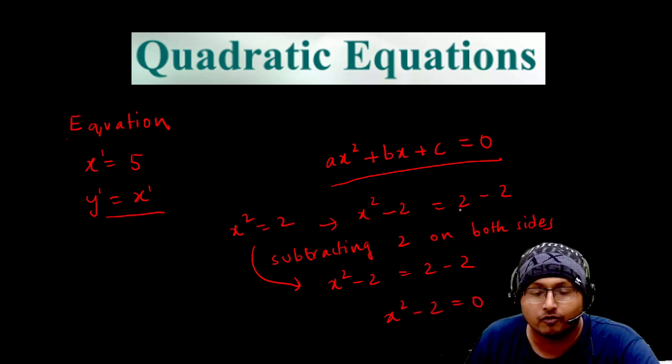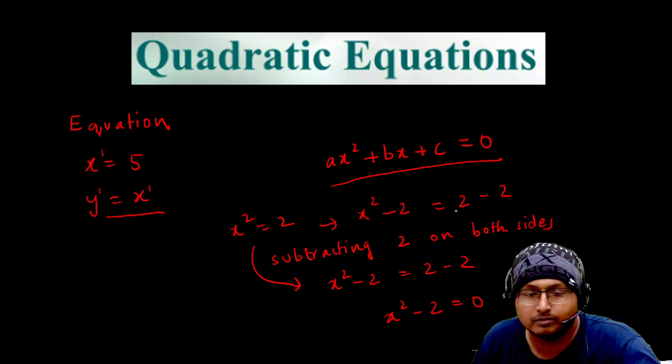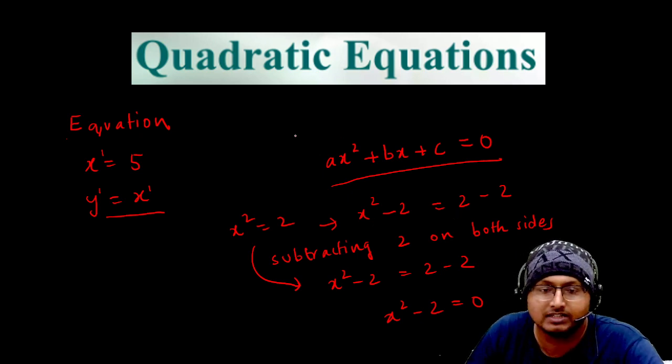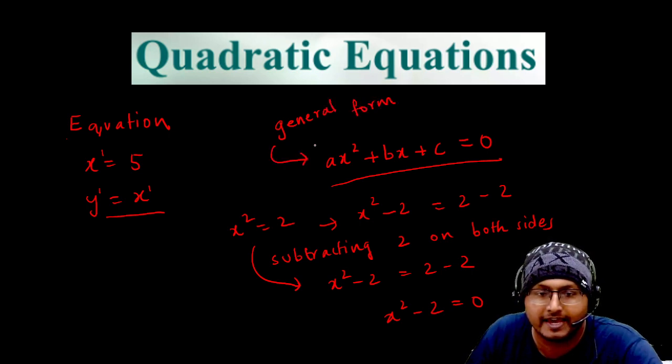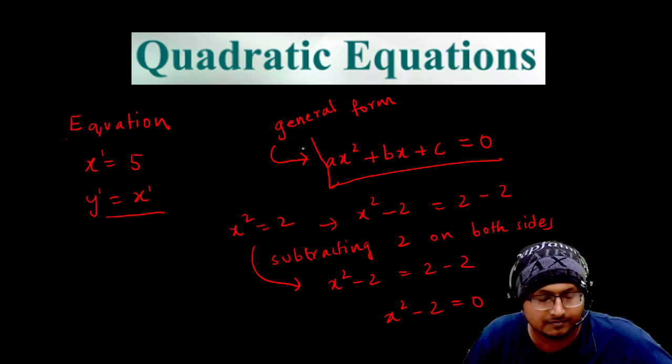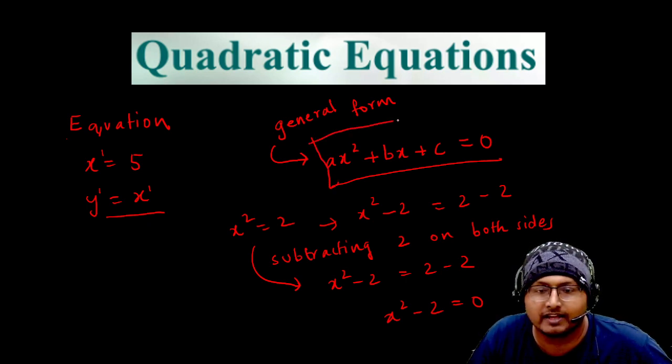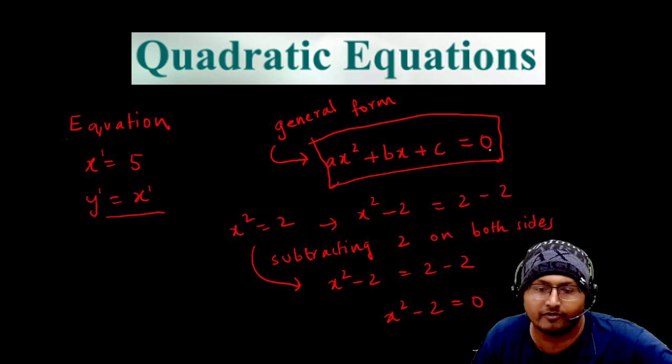So what is the condition that we have to bring in order to form it in a general form? This is called the general form of a quadratic equation. Ax square plus bx plus c is the general form of an equation.